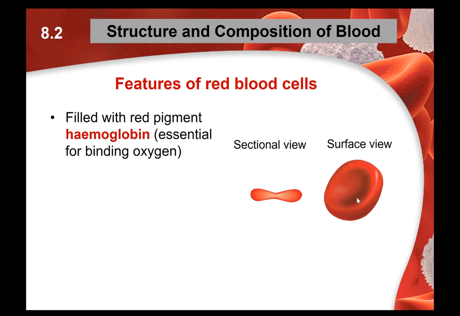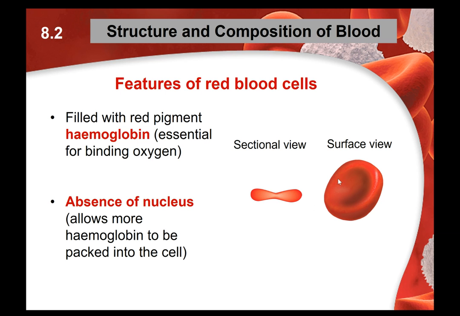In the surface view, you can see that there's a depression over here, so that's why we call this a biconcave shape. It's a biconcave shape. That means it has a depression at the middle of the red blood cell. And one thing to take note, it doesn't have a nucleus. That's also the reason why red blood cells have a limited lifespan of about 4 months, and after that they will be destroyed, and we need to regenerate new red blood cells.